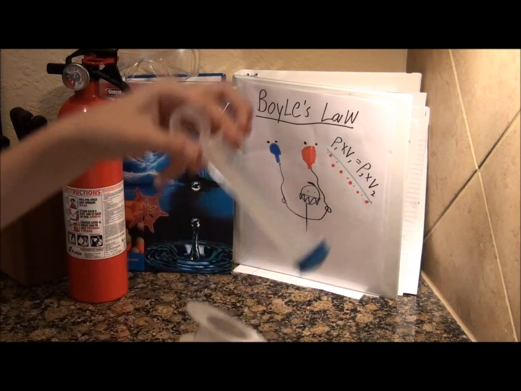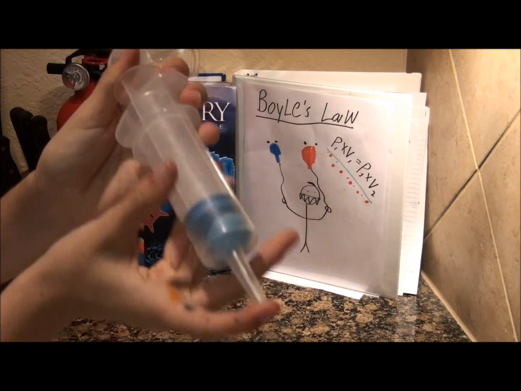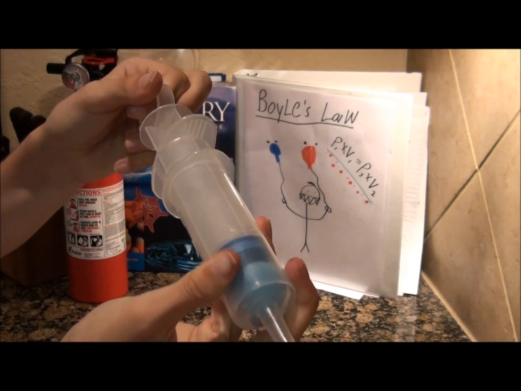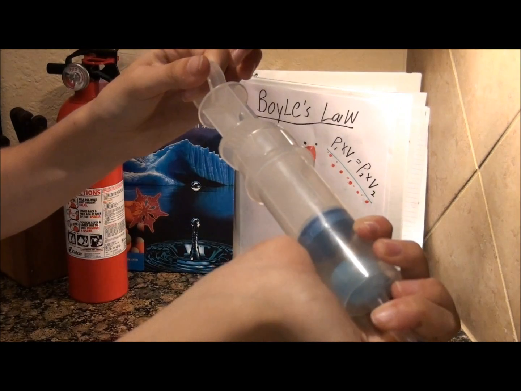First, put the balloon into the syringe. Place your finger onto the open hole and pull up. As you pull up, the balloon expands. When you let go, it decreases again.